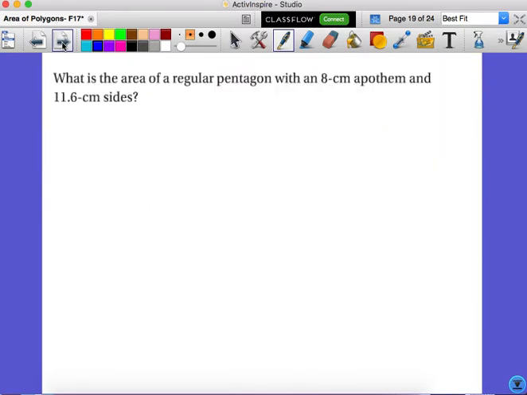So now we don't have a picture, but we know that we have a pentagon, so we know we've got 5 sides. So if you're a visual learner, you may want to try to draw this. If you're not, you may be able to do this without that. And notice that this is a regular pentagon, so all of those sides should be equal. You guys can tell I'm not great at drawing those, but bear with me here. We've got an 8 centimeter apothem, and one of the sides is 11.6.